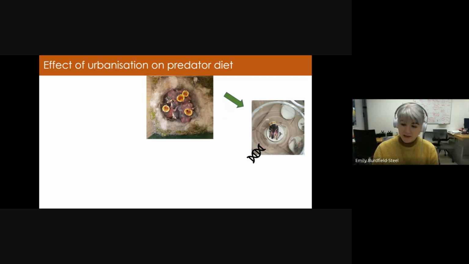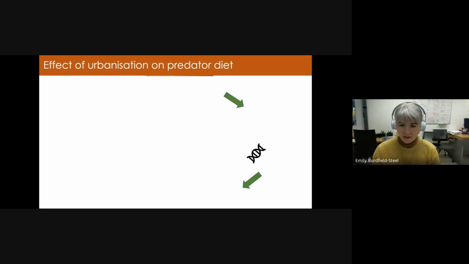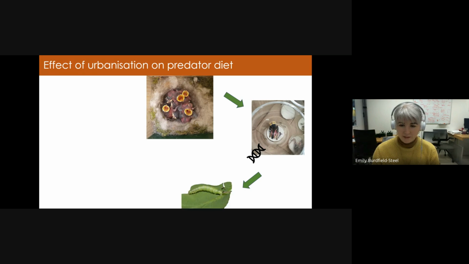From this, we can get a snapshot of what the birds have been eating that day, essentially. And this is really nice because we can compare it to the data that we get from the cameras. But it has some limitations because it really is just a snapshot, and we can't be taking the birds out of the nest every day to see what they're eating. So the nest cameras allow us to get a much more continuous long-term view on the diet, whereas this gives us a single snapshot.